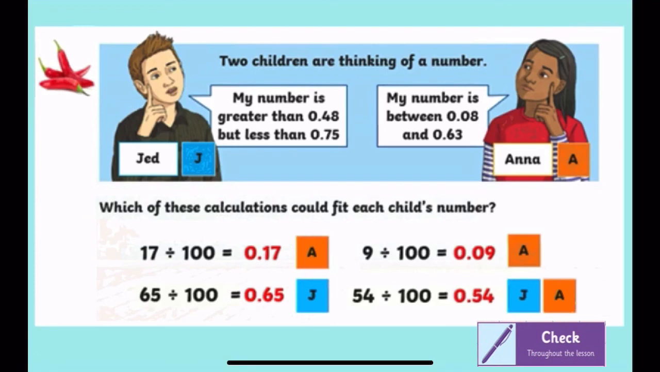And then 54 divided by 100 will actually fit both descriptions. So 0.54 will lie between Jed's numbers and Anna's numbers. How did you do? Did you spot this one where the number belonged to both children? Okay, well done. We're going to have a look now to see how you've all been getting on with My Maths and TT Rockstars.